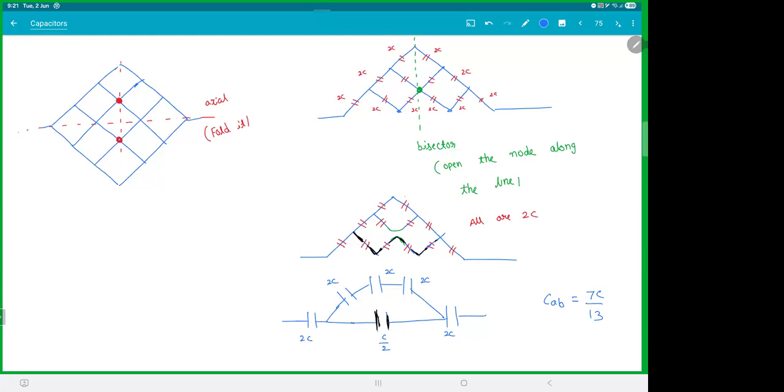And then there's a bisector symmetry. That node can be opened up. The green dot can be opened up and down. Once you do that, the circuit looks like this. We'll rearrange it a bit, so it looks like this. And then it is simply series parallel. Is this clear?